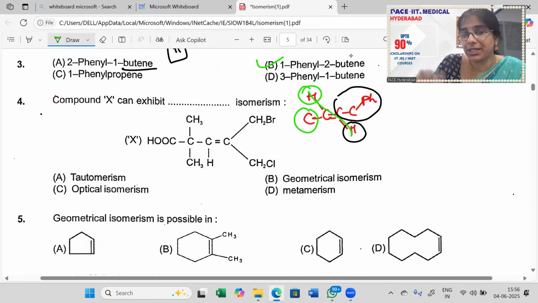Because the hydrogen and hydrogen are diagonally placed. On the right side you have two different groups, on the left side you have two different groups. Very good. You can please cross check why C and D are not. You will cross check and let me know. All right. Next. So option B is right for this.